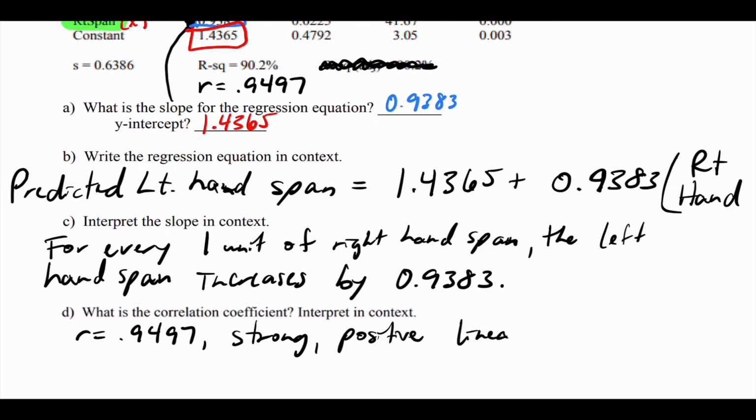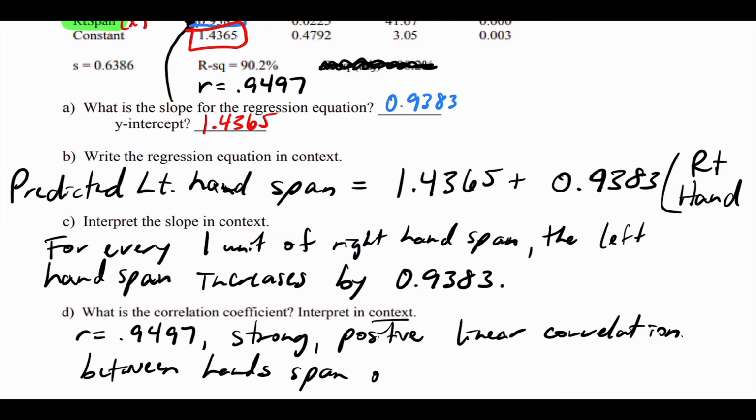Linear relationship, association, correlation, however you want to say it. Okay. We probably should say between... It says in context, so we should say between hand spans of left and right.